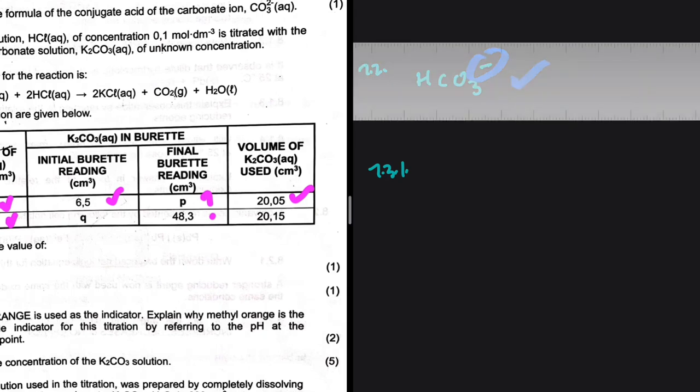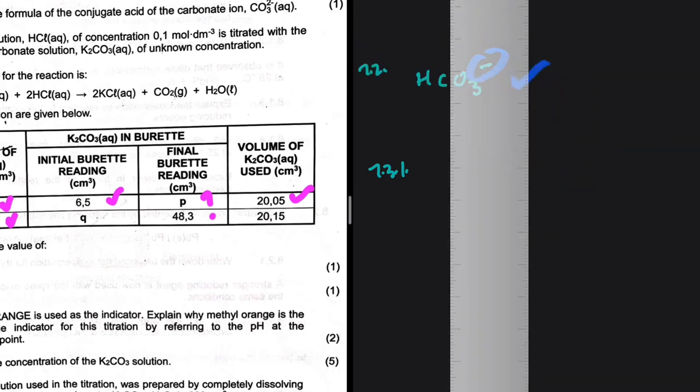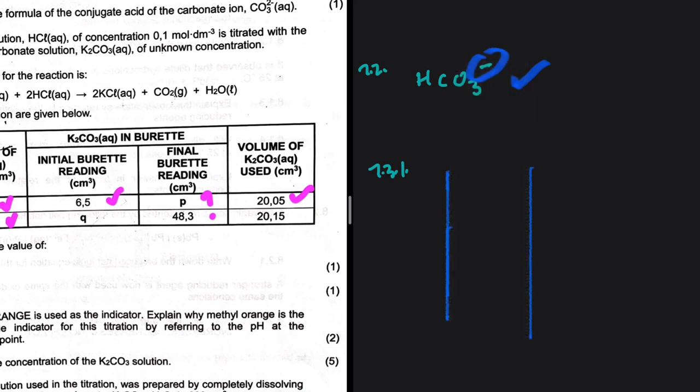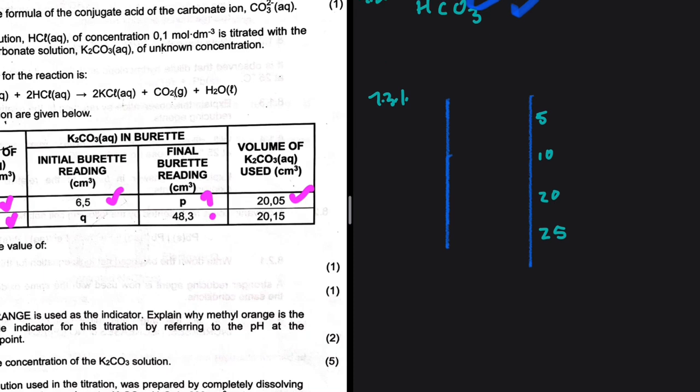Well, this is how a burette looks like, right? Let me just put a sketch real quick. The readings on a burette start low, and as you go down they get high. So here you will find something like 5, 10, 20, 25. This is how the readings on a burette look like. So the final reading will always be greater than the initial reading in a burette, right? Because the numbers increase as you go down.